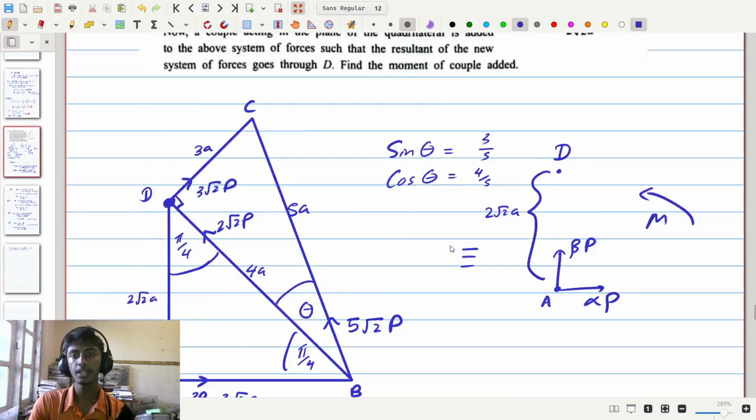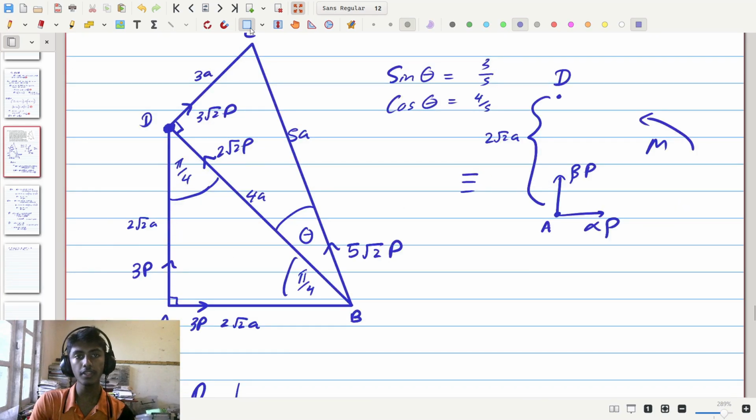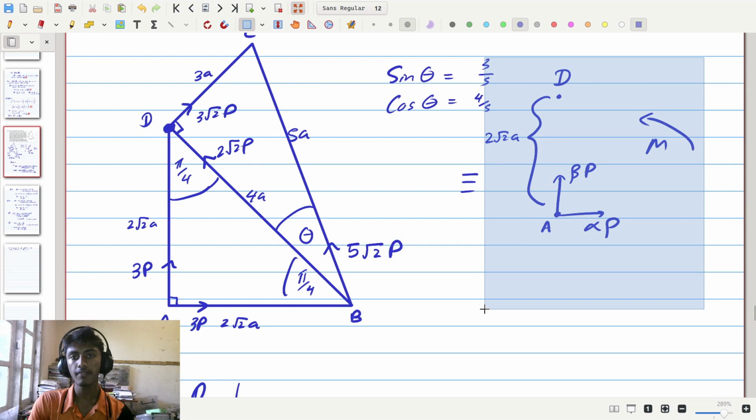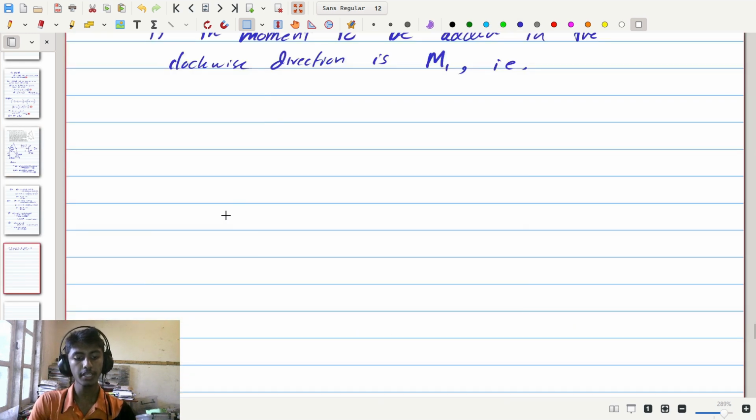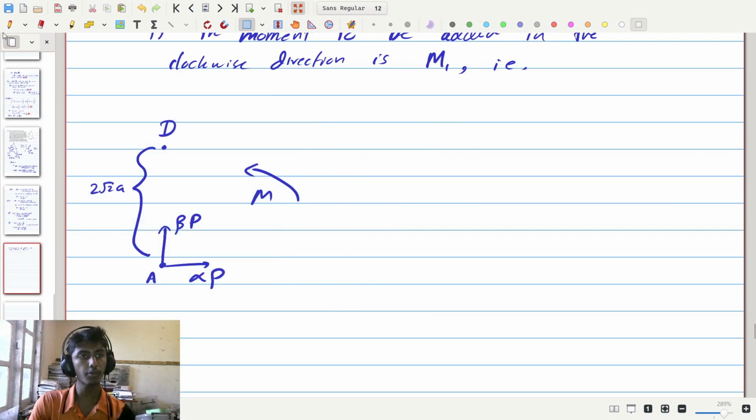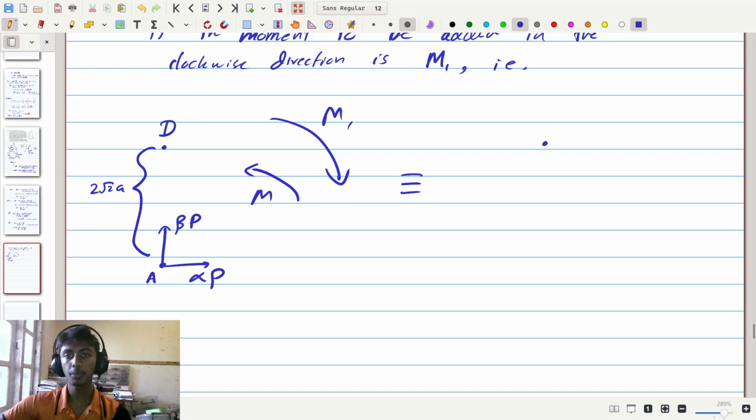If we consider this system of forces, we are going to copy this whole thing and take it down here. To this system of forces, we're going to add another moment of m1, such that this is equivalent to the point D having a force upwards of beta p and a force sideways of alpha p, and there's nothing else here.